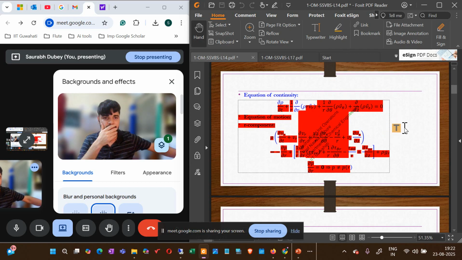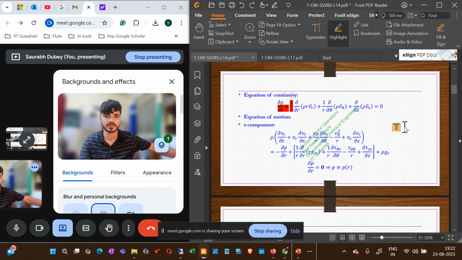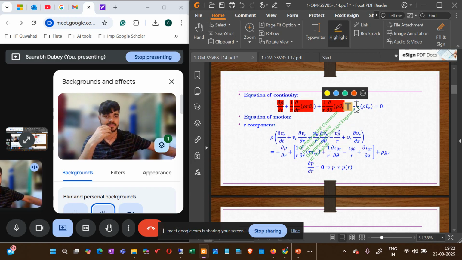Yes, so these will be highlighted. No issues. Okay, so steady state, so this will be zero, and then you are not having this VR, so VR will be zero, so this will be becoming zero. There is no property change in theta direction, so this is becoming zero, and then this is also zero because of the fully developed situation.